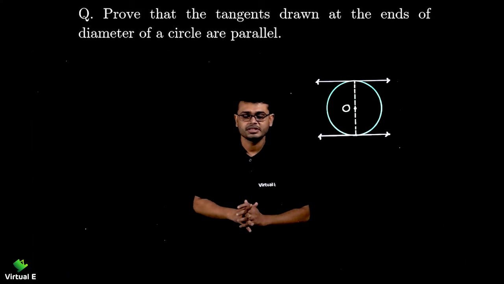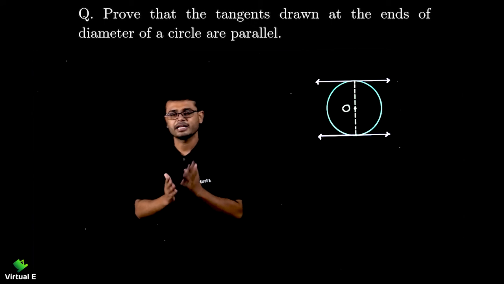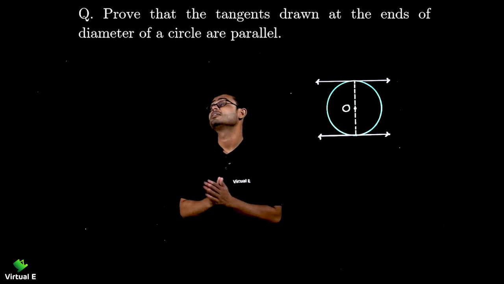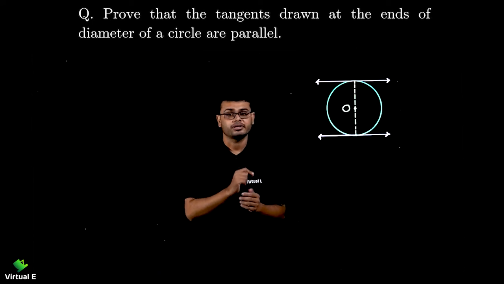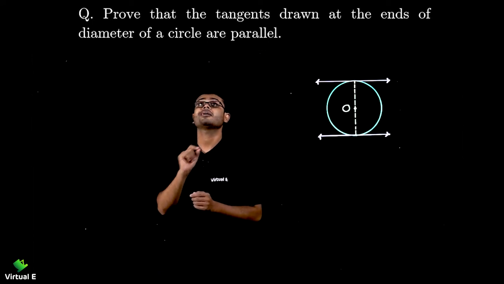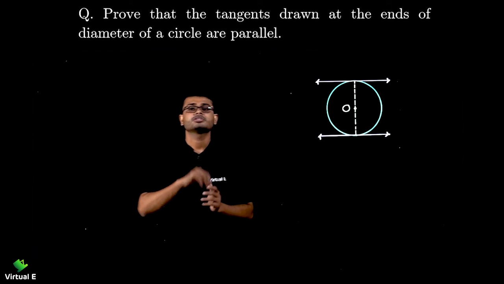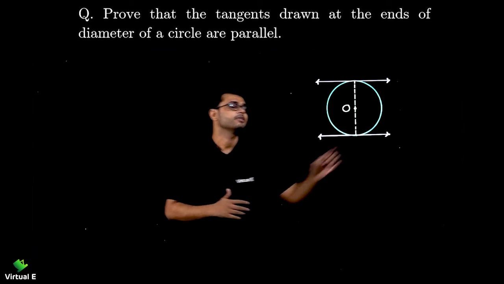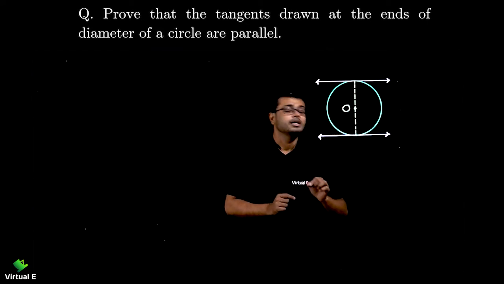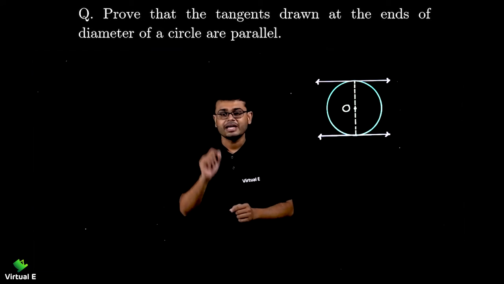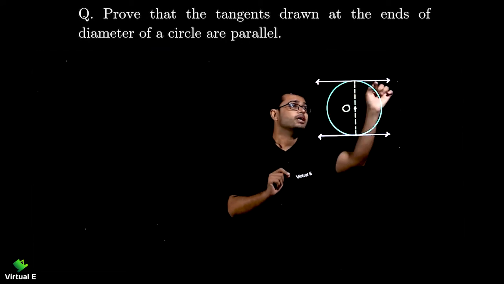Let's prove some results rather than doing some calculations. Let's start. Prove that the tangents drawn at the end of the diameter of a circle are parallel. Okay, so we have a circle, take a diameter, so this is the diameter. At the end of the diameter, you need to take tangents.